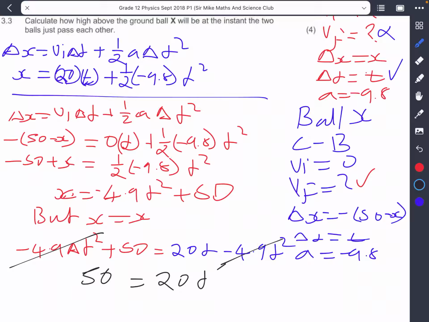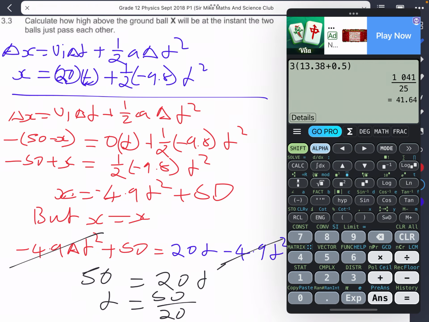So I'm just going to divide by 20 on both sides. If I do that, I would have t equal to 50 divided by 20. So if I put that into the calculator, we have 50 divided by 20.